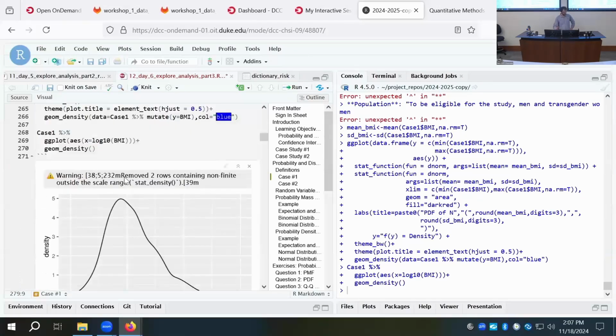Any questions on that? We'll get at the actual probability that a BMI is greater than 25. Any questions? No questions on Zoom?